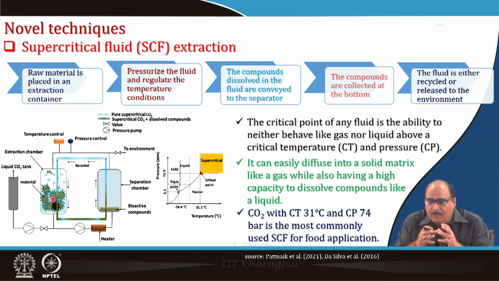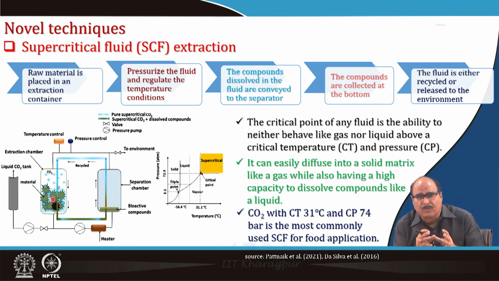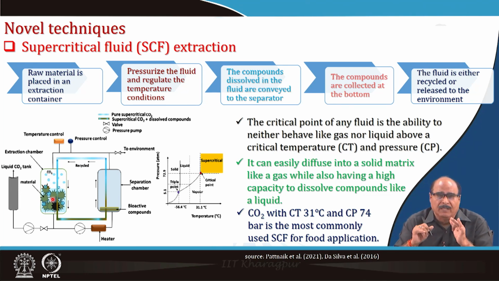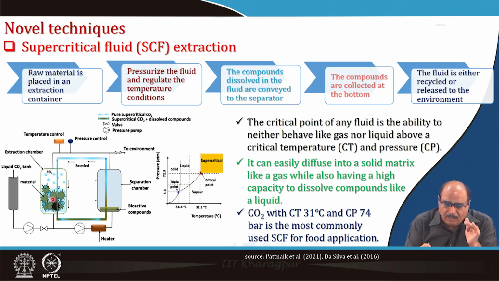There is a critical temperature and critical pressure, above which liquids such as carbon dioxide or water behave as a supercritical fluid. Under those conditions, it can easily diffuse into a solid matrix like a gas, while also having a high capacity to dissolve compounds like liquids. So supercritical fluids have the properties of both a liquid and a gas, which is advantageous. You can see here the critical point.